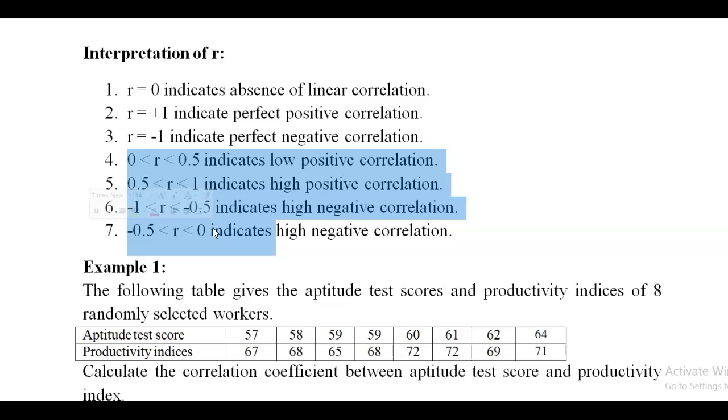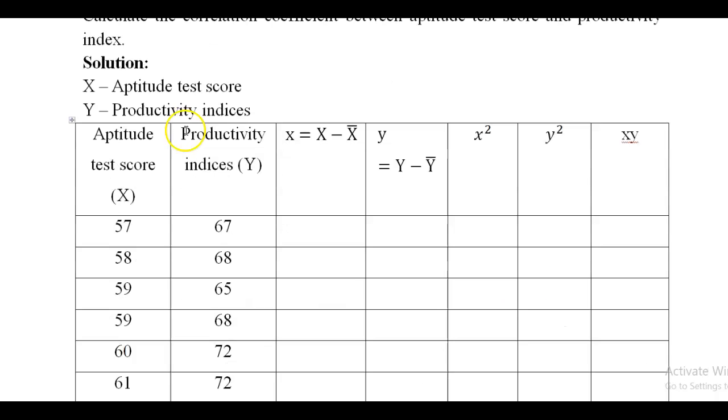The first problem: the following table gives the aptitude test scores and productivity indices of 8 randomly selected workers. We have to calculate the correlation coefficient between the aptitude test score and the productivity indices. The aptitude test score we can take as the variable x, and the productivity index we can take as the variable y. So now we will go with the first formula.